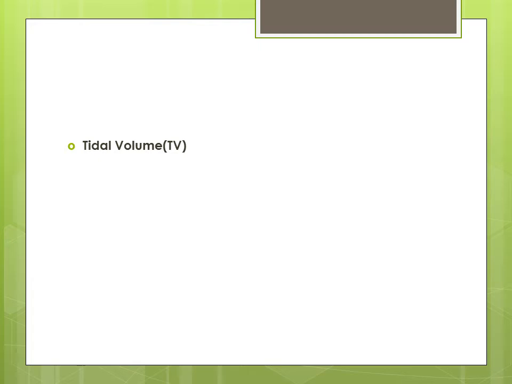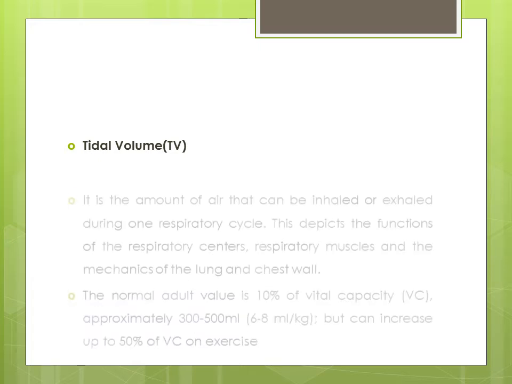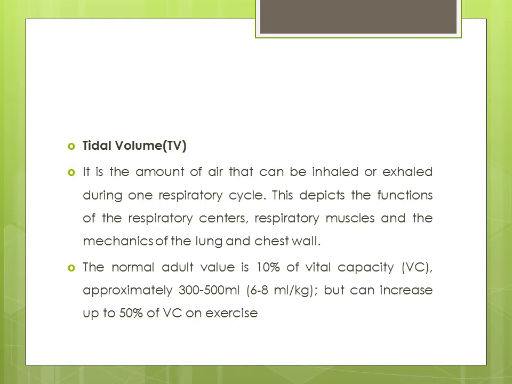Then the next thing is to know the normal amount. The normal adult value is 10% of the vital capacity, approximately 300 to 500 ml, that is 6 to 8 ml per kg, but it can increase up to 50% of the vital capacity with exercise.